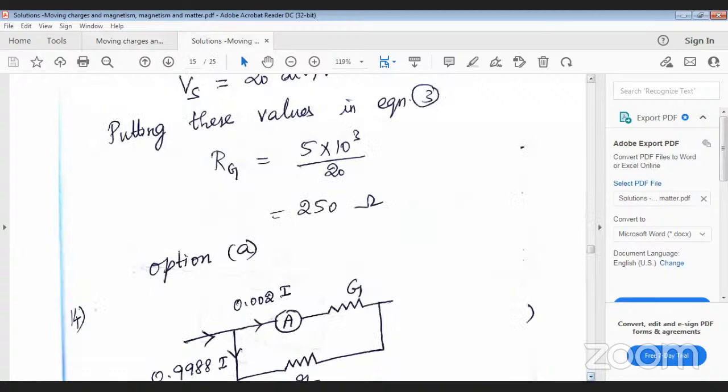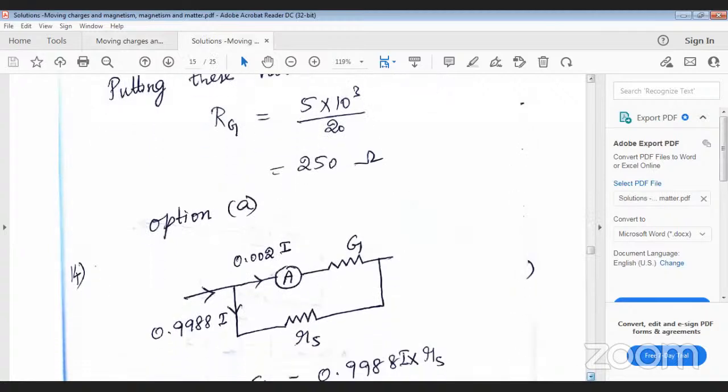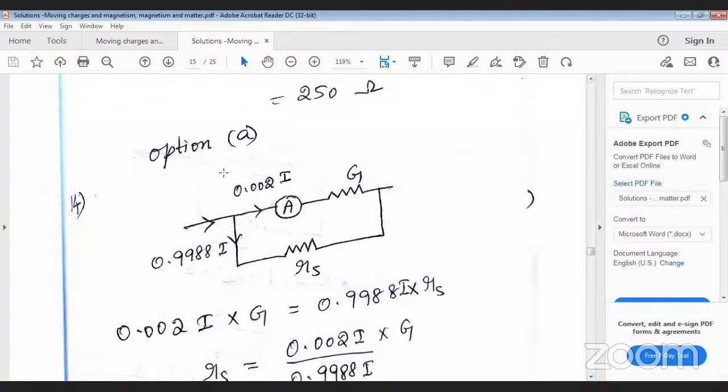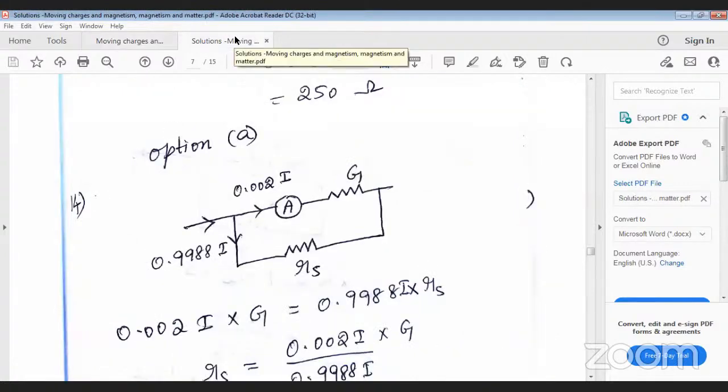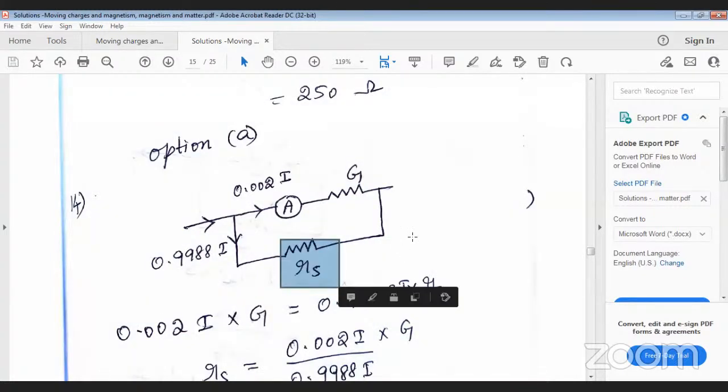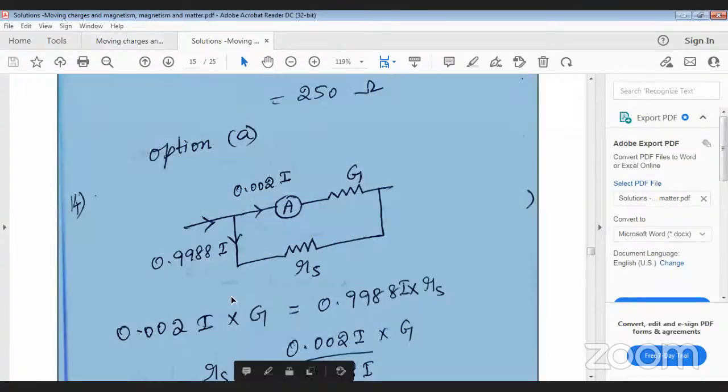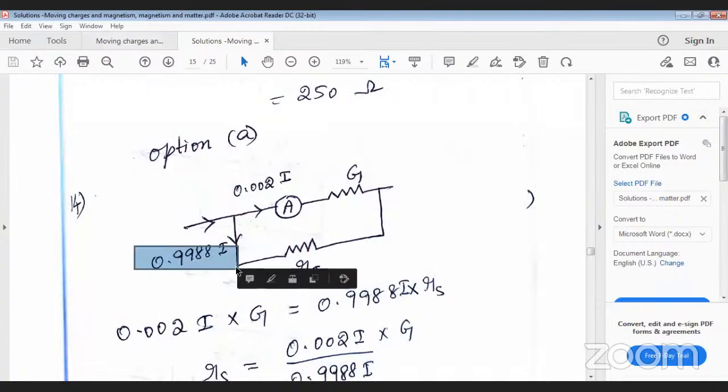So here you see, 0.2% of the main current means 0.002 into I passes through the galvanometer. Okay. So if the resistance of the galvanometer is G, then the resistance of the ammeter will be. So here, actually we are connecting a low resistance in parallel, that is RS, right? The low resistance in parallel is RS. So through the low resistance, most part of the current flows, that is 0.9988.